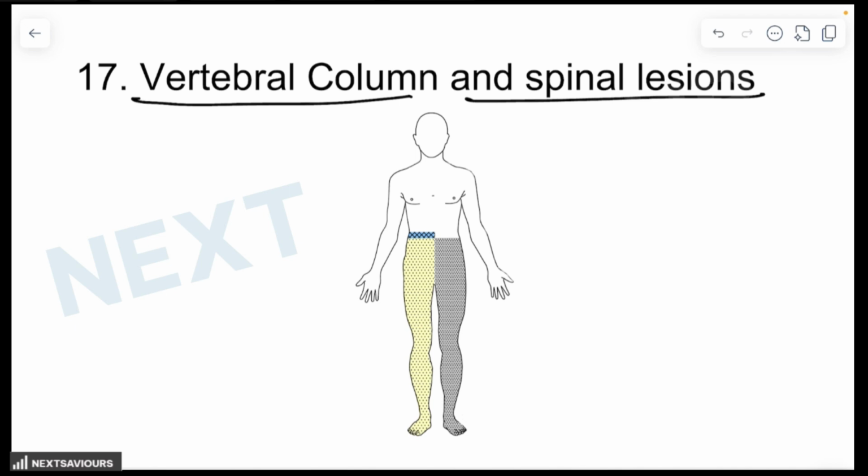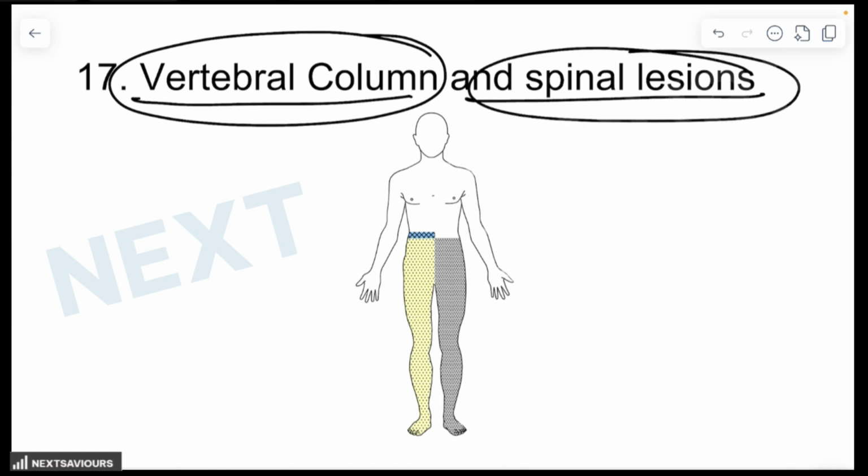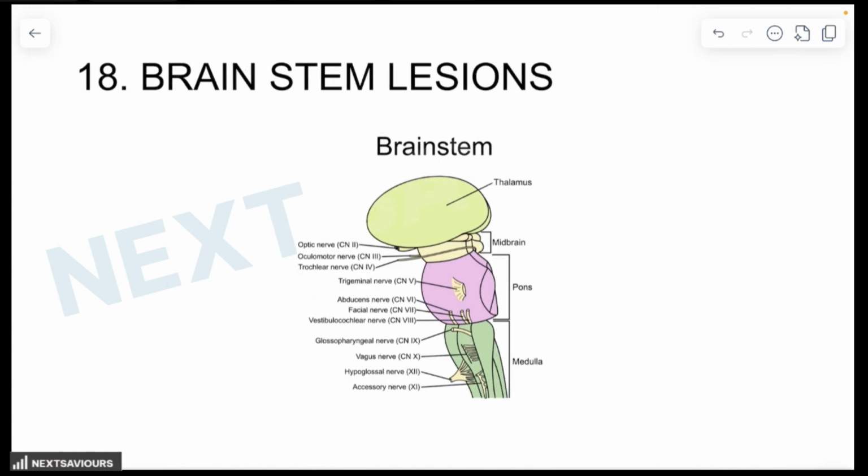There are multiple ways in which the examiner can make the question appear confusing, but once you are ready with the basics of the vertebral column and the spinal lesions and the syndromes associated with these spinal lesions, then you already are aware of the answer for this. It makes it much easier.